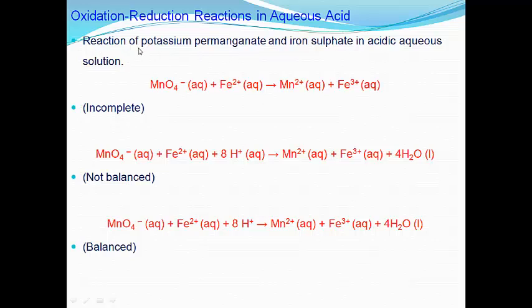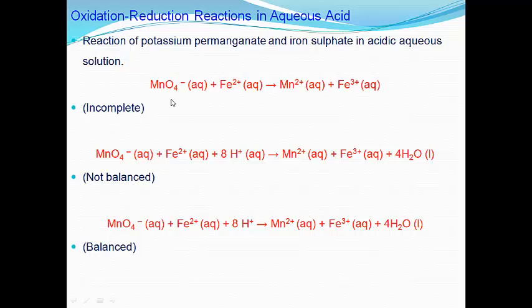Now this is a reaction that I think you will actually be carrying out in the laboratory course, where you're going to be determining the iron content of iron tablets using potassium permanganate. Now let us look at the oxidation reduction reaction.